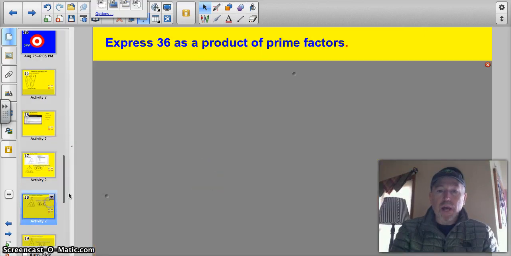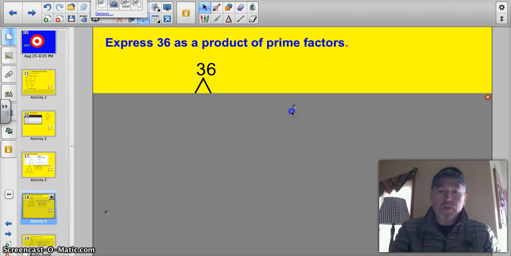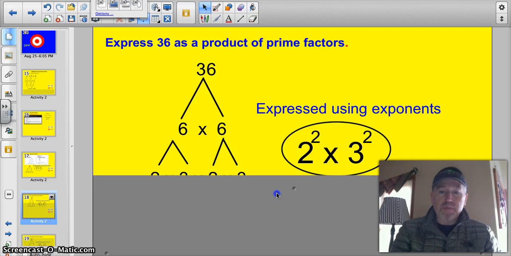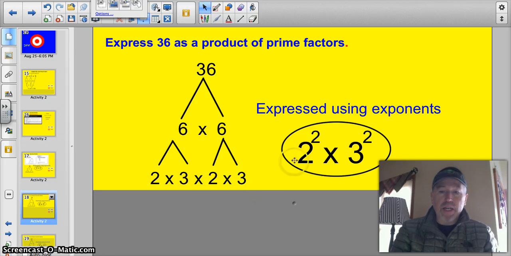Alrighty, let's move on. Why don't you try expressing 36 as a product of prime factors? Go ahead and try it. Okay, let's see how you did. I chose 6 times 6, because it's the first thing that popped in my head. And those 6's each break down into 2 times 3, so I end up with 2 squared times 3 squared, or 2 times 3 times 2 times 3. So this is the prime factorization, we call it. This is the prime factorization when expressed with exponents. Just shorten it up. You did this in 5th grade, now we're bumping it up a level.